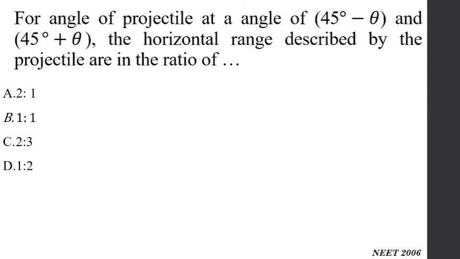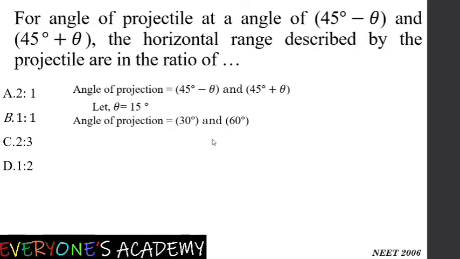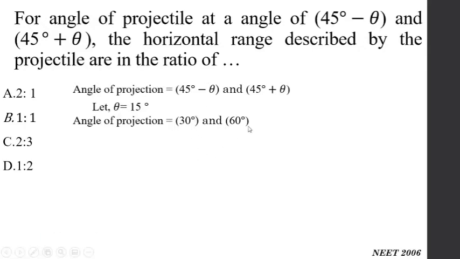Next problem: projectiles at angles of 45 degree minus theta and 45 degree plus theta. That means here two different projection angles are given. Let us put theta equal to 15 degrees. So we will get two different angles of projection. One is 30 degree and the other one will be 60 degree. For two different angles, we will find two different ranges, and for these two ranges, we will take the ratio of the range so that you will get the correct option.